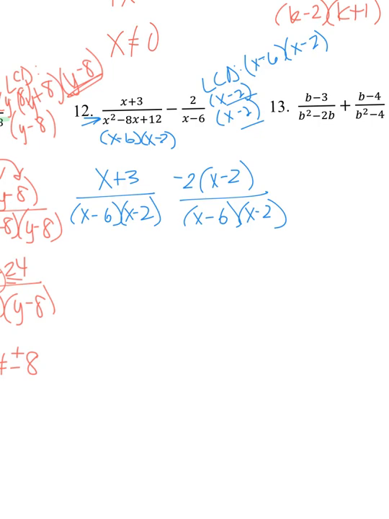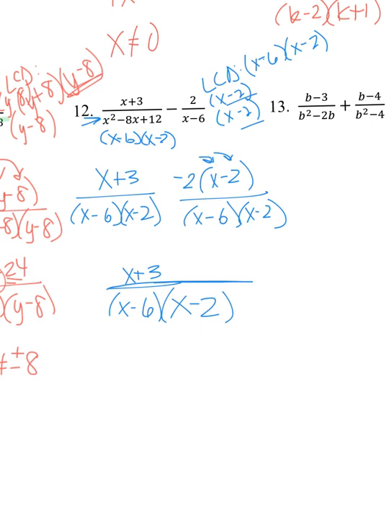So now I have my common denominators. Now I can put my rational expression together. I can subtract it. First thing to do, distribute that -2 to both terms. So you're going to have x plus 3 over x minus 6 times the quantity of x minus 2. And actually in this one I'm going to just keep it all over one denominator.